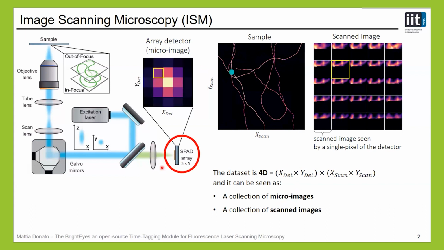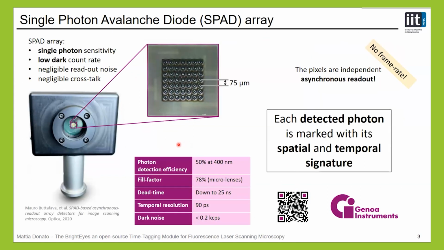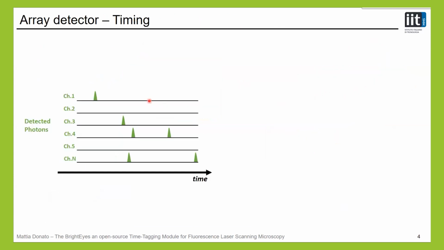So the heart of image scanning microscopy is the SPAD array detector. What is a SPAD array? It is an array of single photon avalanche diodes that has single photon sensitivity, low dark count rate, negligible readout and very low crosstalk. That means that each pixel is independent from the others. There is no frame rate at all, in contrast to a CCD for example, and there is a completely asynchronous readout. That means that each detected photon is marked with its spatial and temporal signature. Electronically, you get a temporal trace of your photons.